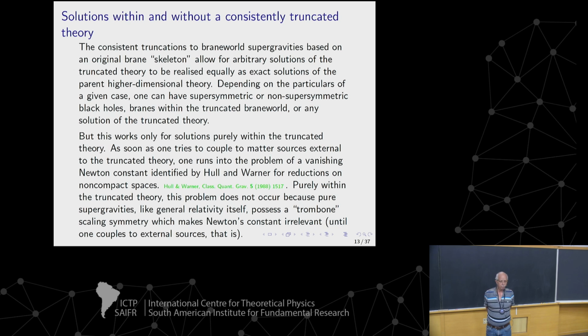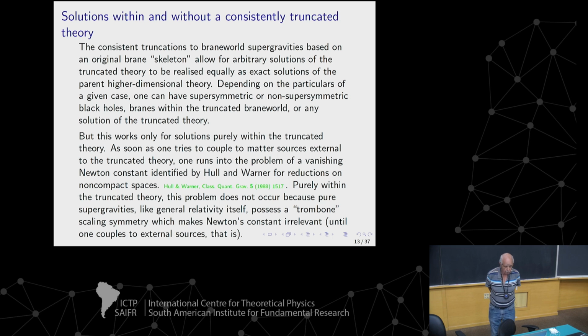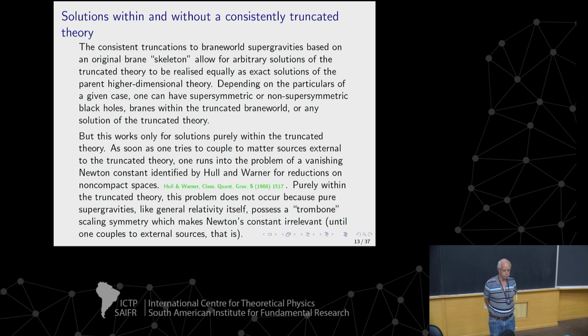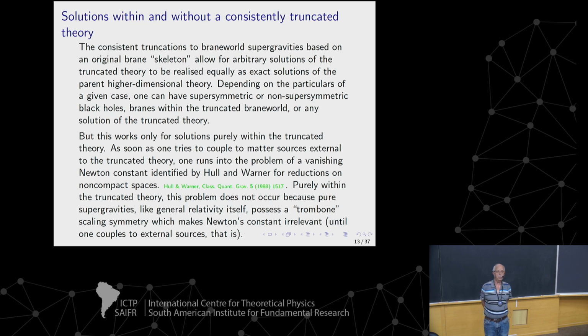And there was a problem that Hull and Warner identified way back in 1989 for reductions on non-compact spaces, which is that if you look at the effective Newton constant that you would have for fluctuations around a brane or any solution with a non-compact transverse space, the effective Newton constant turns out to be 0. Why? Because in the general formalism for Newton's constant as a function of the dimensional reduction, you have the Newton constant in the higher dimension divided by the volume of the transverse space. If it's infinite, bang, Newton's constant vanishes.